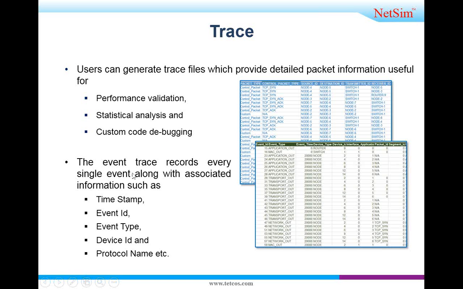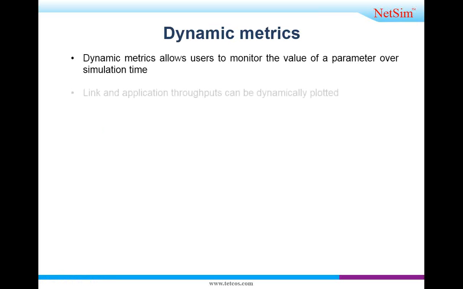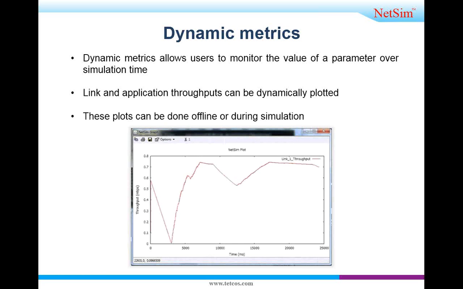And this event trace records every single event along with its associated information such as timestamp, event ID, device ID, protocol name, everything about the events. It's recorded into the event trace. It has to be enabled during the simulation. Now dynamic metrics. Dynamic metrics allows the user to monitor the value of a parameter over simulation time. So it will give you a graph of link and application throughput that can be plotted during the simulation or after the simulation also. We usually prefer offline, that is after the simulation, because during the simulation it affects your simulation timing and it will slow down your simulation.